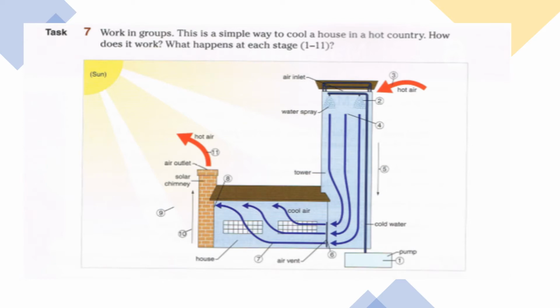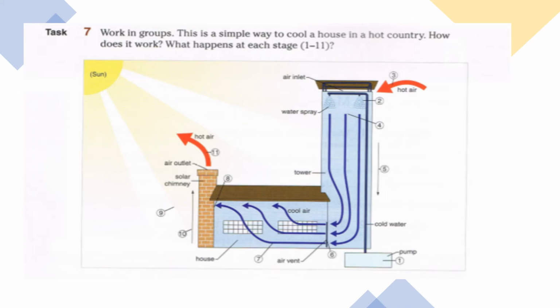Number 3, hot air enters the house through the air inlet. Look at the left, you see the phrase air inlet. Number 4 shows that the air goes down and it's cold air. We know this because the color is blue. Number 5, the air goes down.